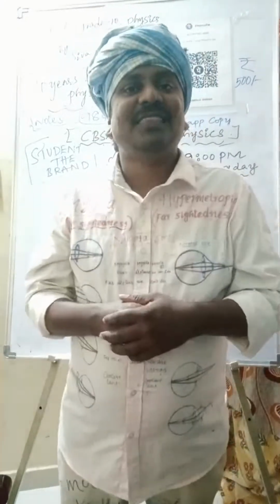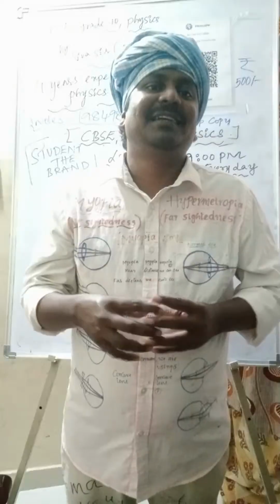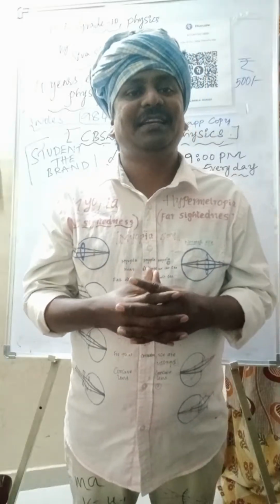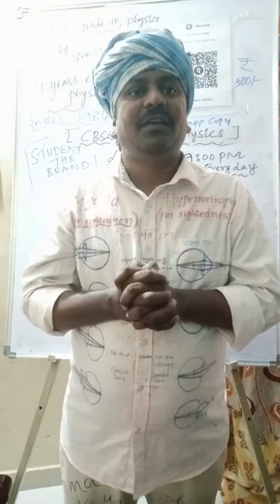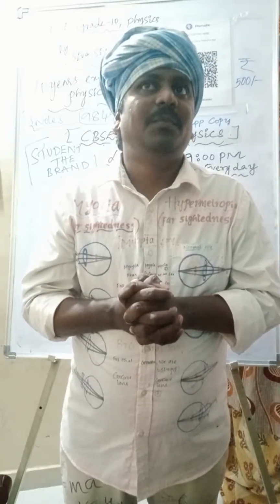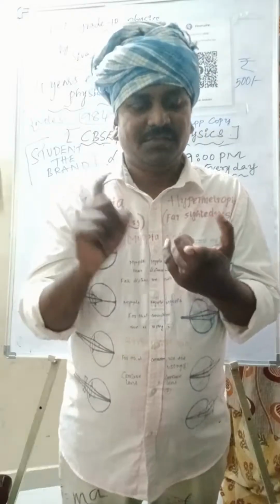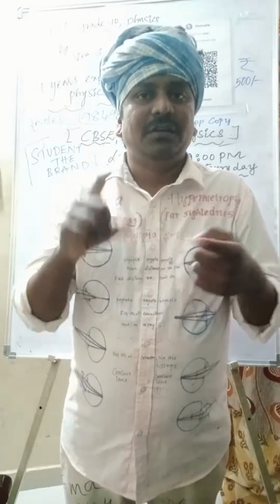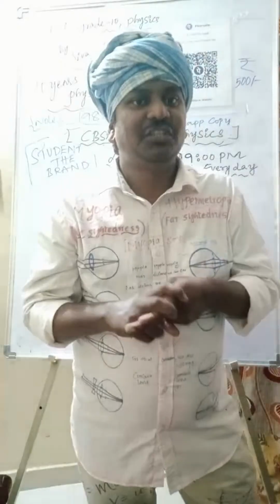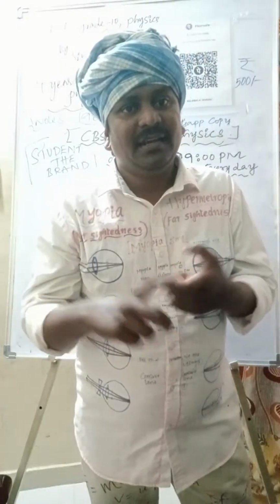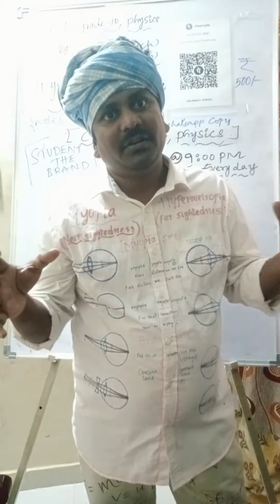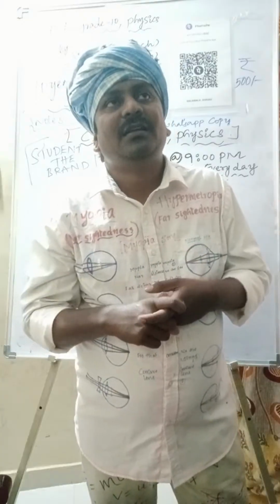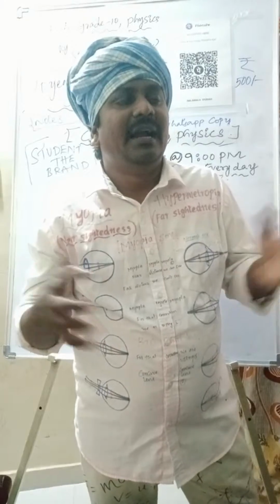So I'm going to the magnetic effects of electric current. Today we are going to discuss completely about magnets. First we will discuss magnets: artificial magnets and natural magnets, the magnetic property, and magnetic field lines.